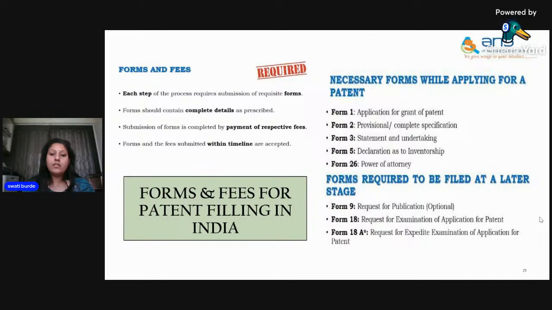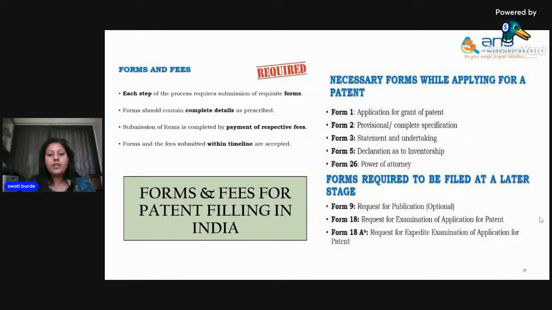And Form 26, it is optional. If you are filing individually yourself, then it is not required. But if you are going through a patent agent, then you have to file Form 26. Then further forms which are required at a later stage are Form 9, as I discussed. This is for the publication, early publication. And as I told, if it is early published, then it will be examined earlier.